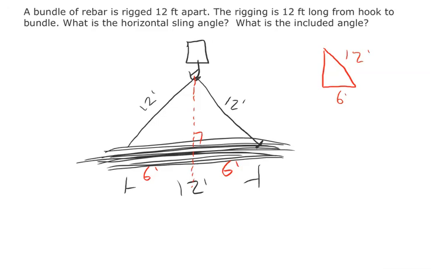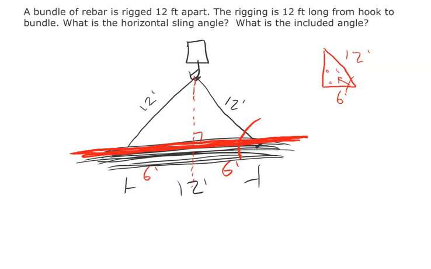So the question is, what is the horizontal sling angle? What you may not know yet, depending on where you're at in your course, is that the horizontal sling angle means the angle on the horizon, the horizontal. If your rebar or your structural steel or whatever you're rigging to pick is horizontal, the horizontal sling angle is the angle that comes off of that. In other words, we're looking for this angle down here, okay? So we're standing at the corner and we're looking across. We see opposite, we see hypotenuse, and we see adjacent.